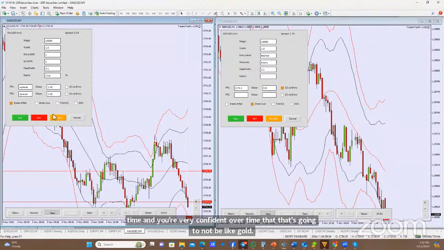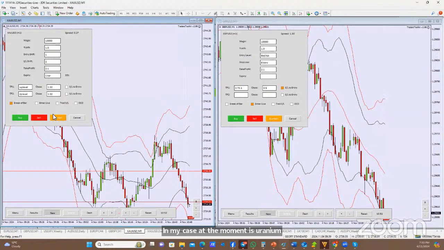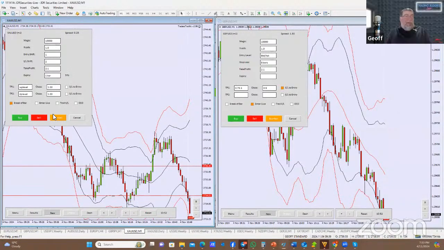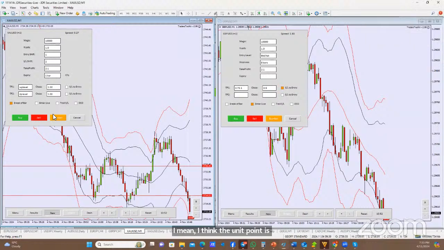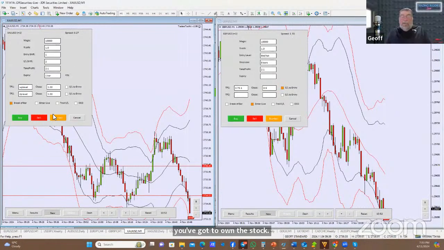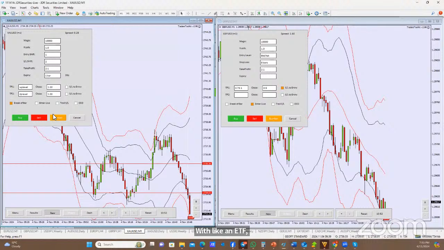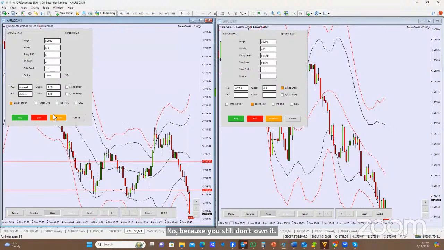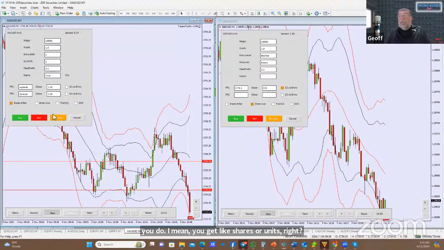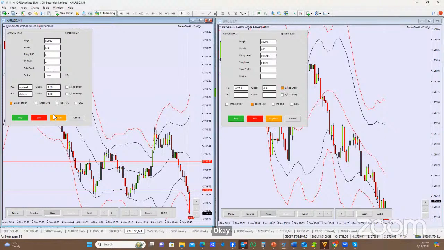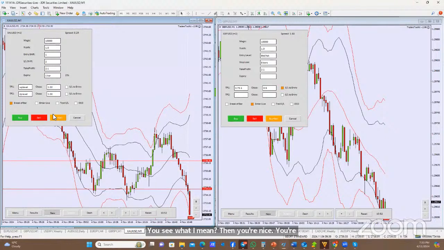Well, if you were doing that, the stock picking stuff comes in, right? Then you might as well do it with the index, no? Well, you can't do it with the index because you don't own the stock. Yeah, you've got to own the stock. And can you do it with an ETF or something like that? No, because you still don't own it. Yes, you do. I mean, you get shares or units, right? Oh, do you? Yeah, with an ETF you do. You could do it with an ETF. Then you're not stock picking per se, in case you're wrong, right?